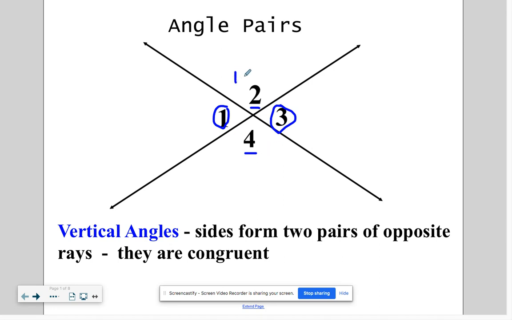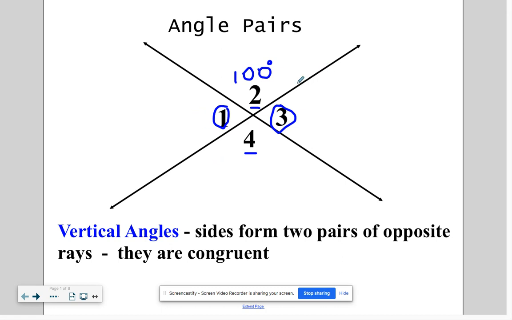So let's say this was 100 degrees at top. Sorry, this is not the best tool in the world, but there you go. If that was 100 degrees, then angle 4 would also be 100 degrees. No matter what angle 2 is, angle 4 would measure the same.